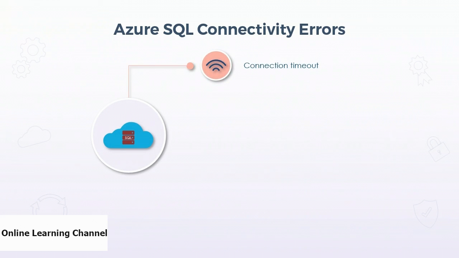First is a connection timeout. This means that the user's client has sent a request to SQL Server, but did not receive a response before the configured timeout. This can be caused by slow network traffic or an issue on the server's end. Sometimes errors are caused by incorrect firewall settings. A firewall is put in place to block unwanted traffic. If it's incorrectly configured, it may block wanted traffic as well.